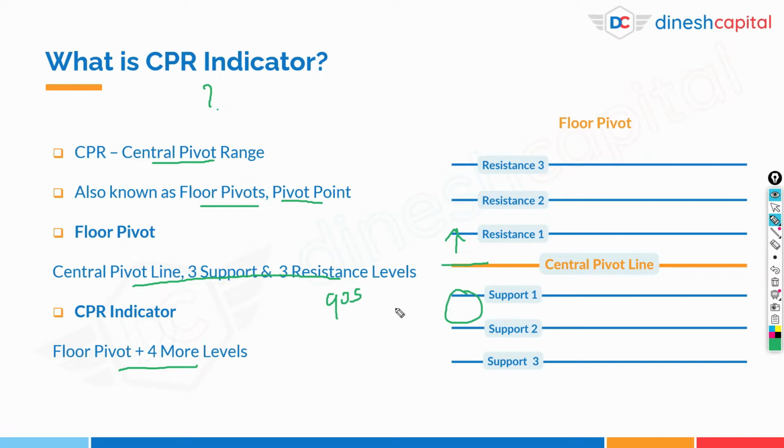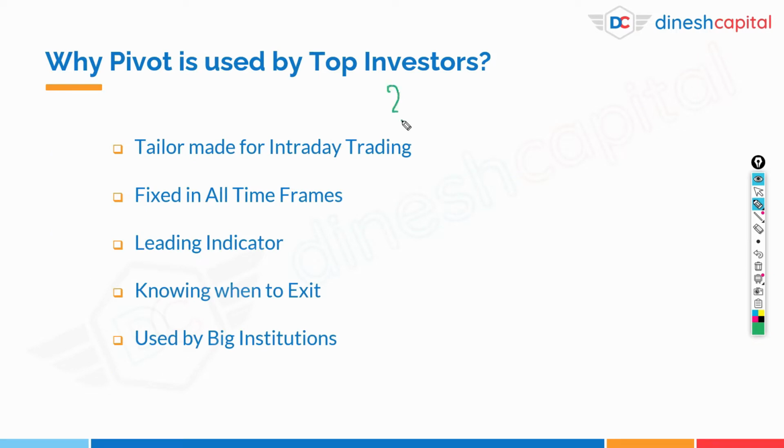Before seeing how CPR is calculated, let's check why pivot is used by top investors. I think why is always more important than what and how. Why is pivot used by top investors? What are all the advantages of using pivot?